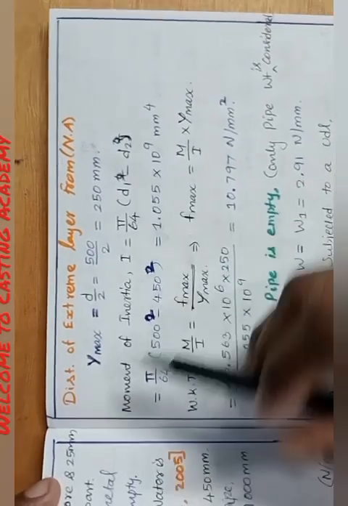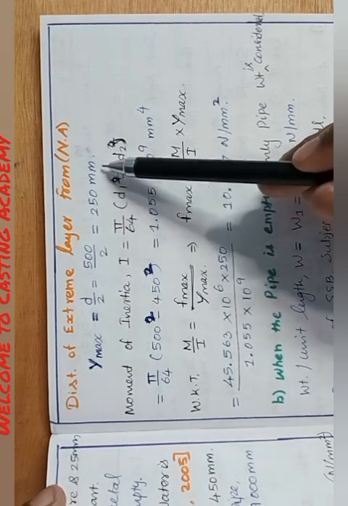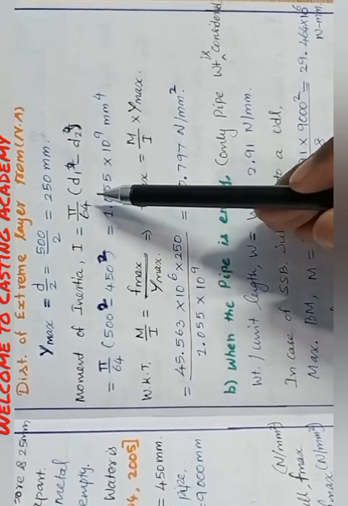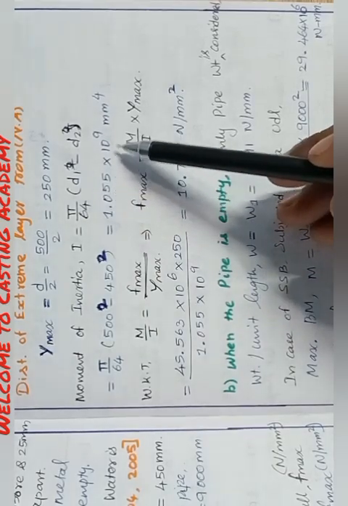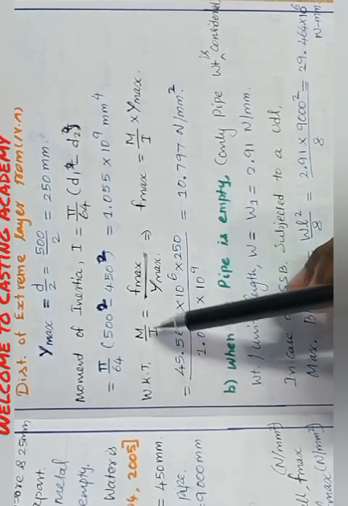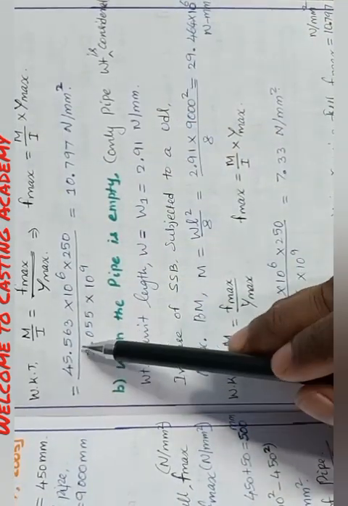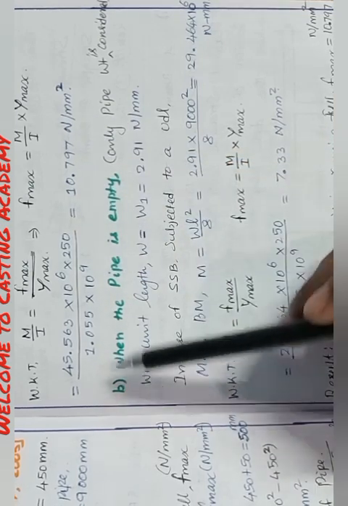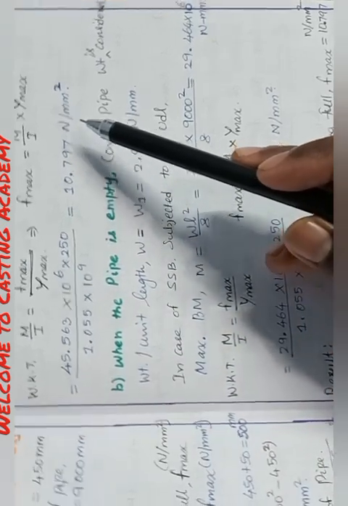So distance of extreme layer from neutral axis, y max equal to D by 2, that is equal to 500 divided by 2, 250. The moment of inertia I equal to pi by 64 into D1 to the power 4 minus D2 to the power 4, hollow pipe. So we got the answer 1.055 into 10 power 9 mm to the power 4. We know that M by I equal to f max by y max, so f max equal to M by I into y max. So put the values and got 10.797 newton per mm square. So in the case when the pipe is running full, the bending stress equal to 10.797 newton per mm square.